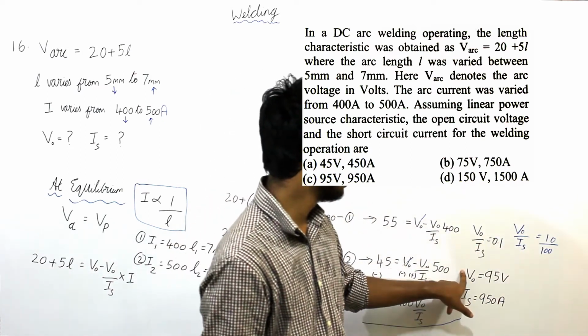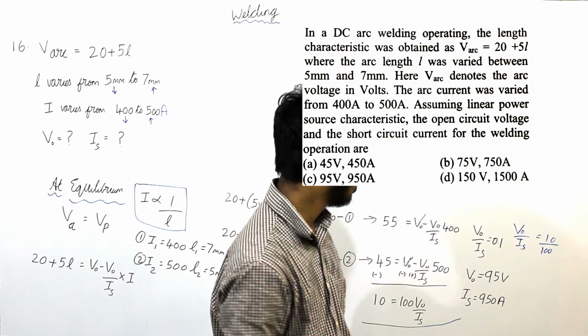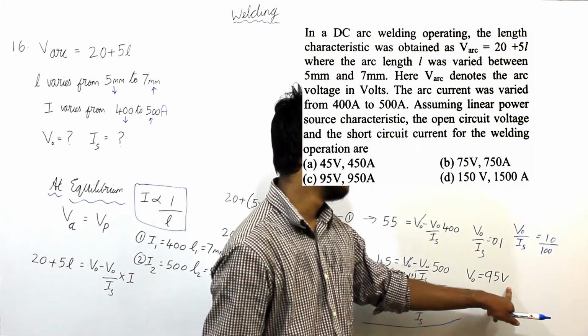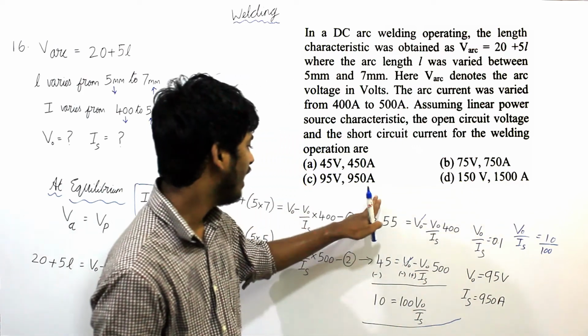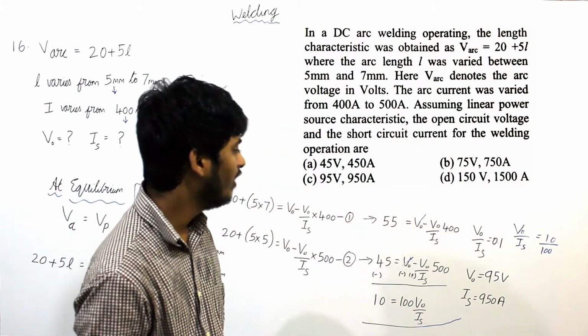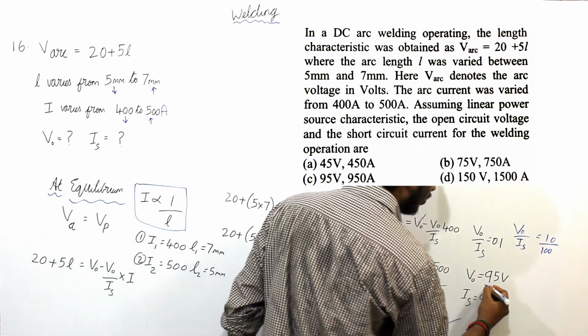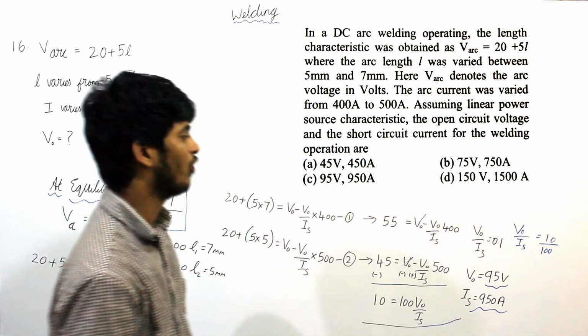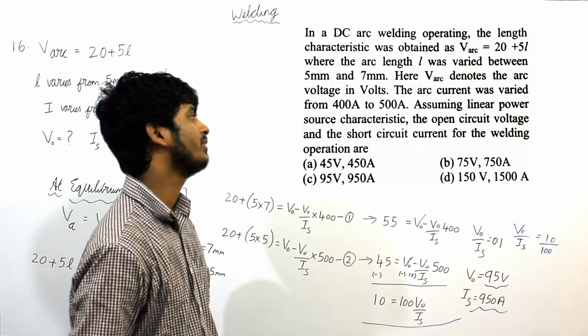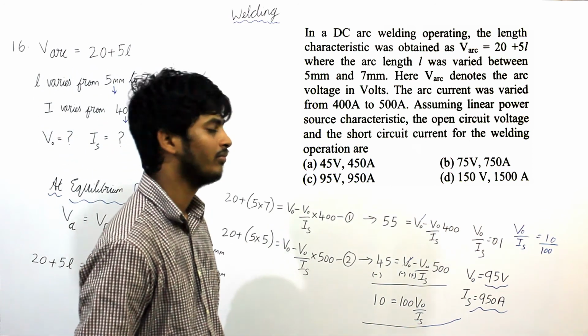Substituting the value of V0 by IS in either of these two equations, we get V0 as 95 volts and IS as 950 amps. So from the given options, the correct answer is C. Thank you.